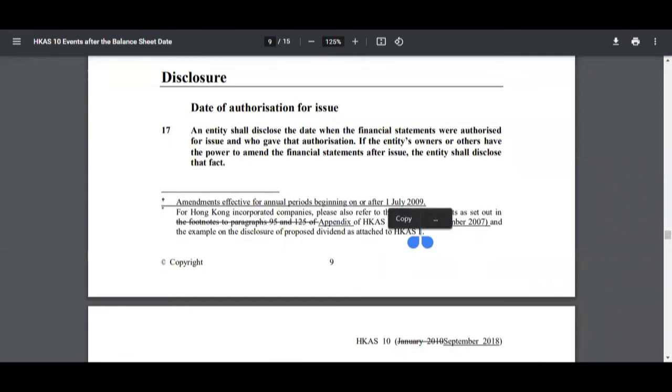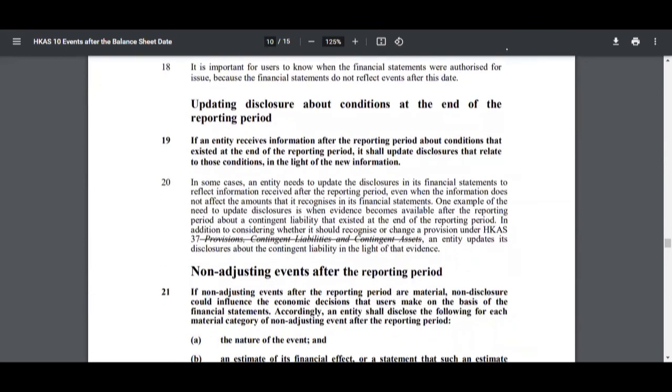Then you have general disclosures, where you have to mention the date of authorization for issue. An entity shall disclose the date when the financial statements were authorized for issue and who gave that authorization. This would be one part of the disclosure. Then you have disclosures for non-adjusting events, and disclosures for adjusting events, which are disclosures about conditions at the end of the reporting period. You would have to make these disclosures, and you can always read them on your own. Reading them by yourself would make much more sense, and will make your understanding better and more concrete for the exam preparation. That's what you really need to work on.